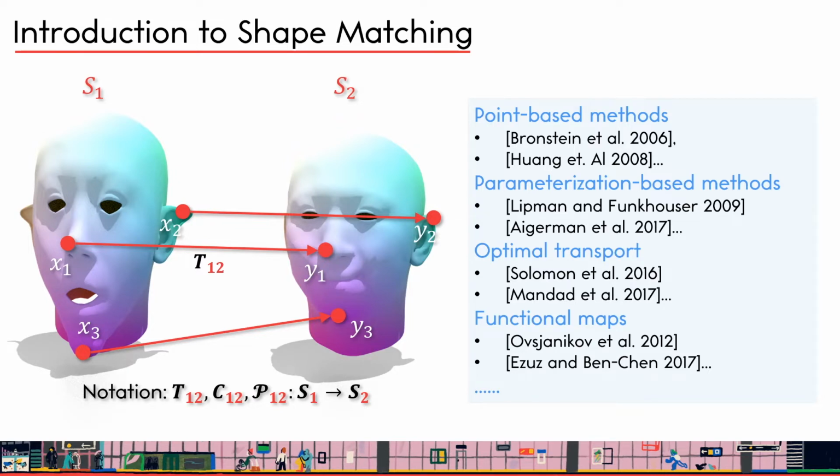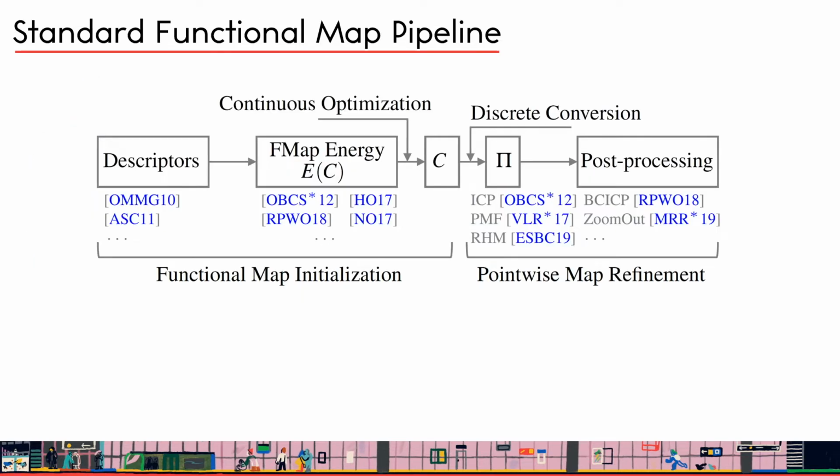A standard functional map pipeline can be divided into two main steps, the functional map initialization step and the pointwise map refinement step. Specifically, for a given shape pair, we first use existing methods to compute a few pairs of shape descriptors. We can define some energy E(C) based on the descriptors and some other geometric constraints. Then a continuous solver is used to minimize this energy and output a functional map C. We can recover a pointwise map pi from the functional map C by a discrete conversion step.